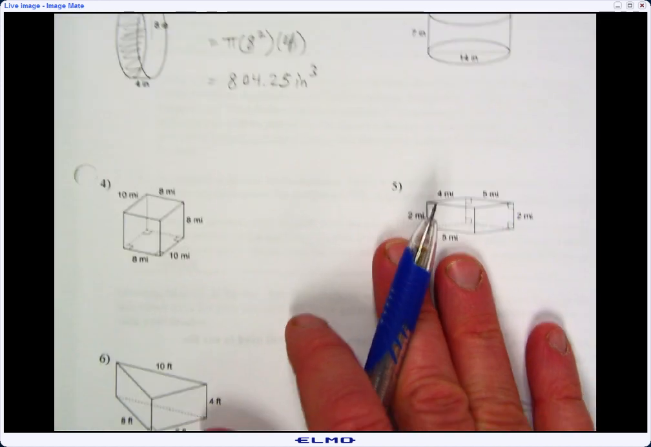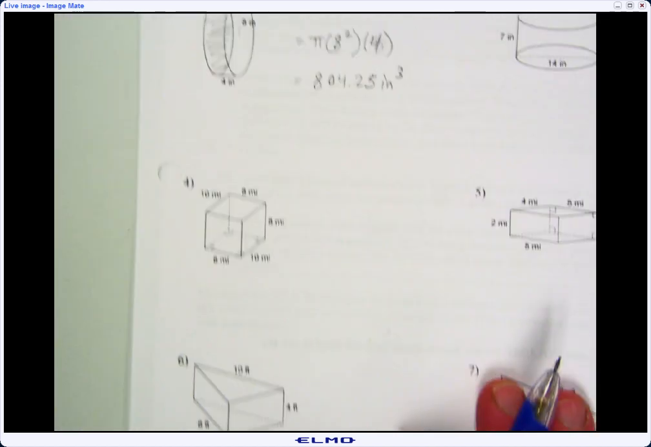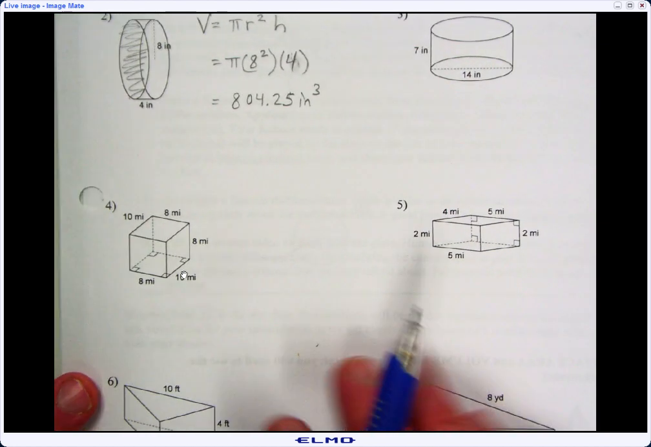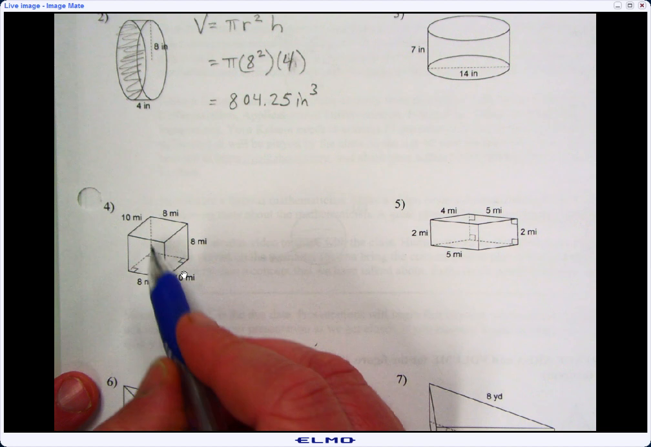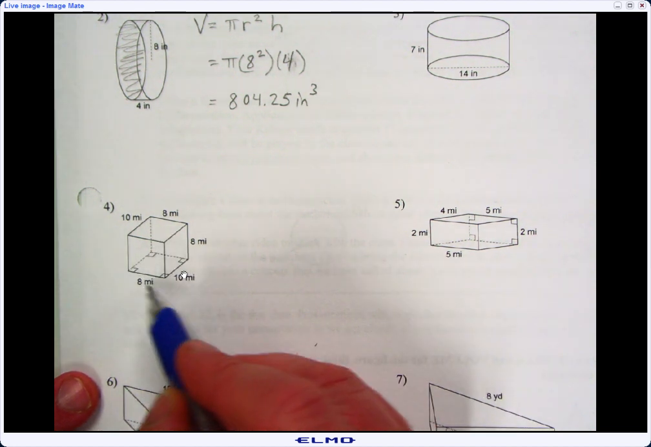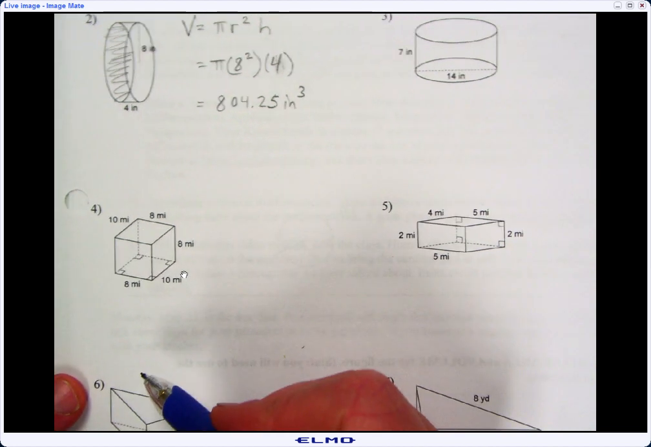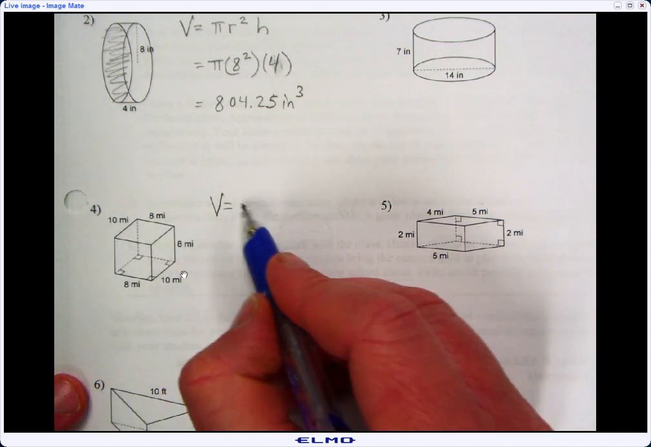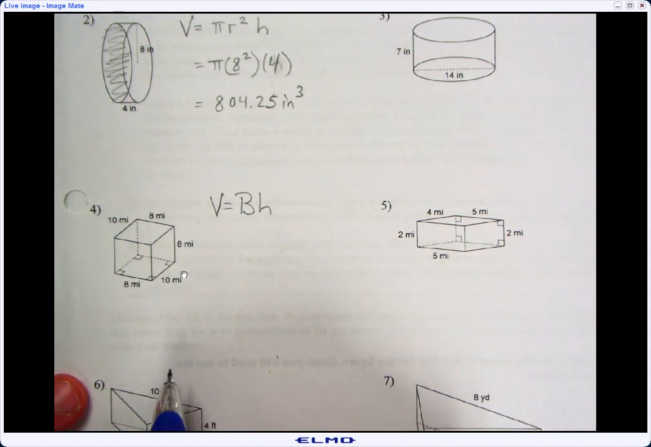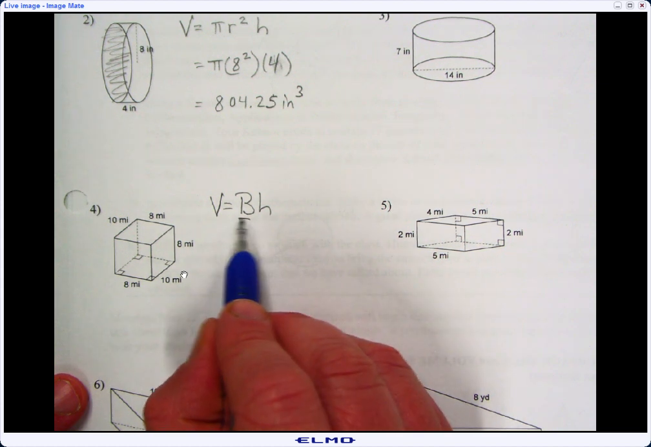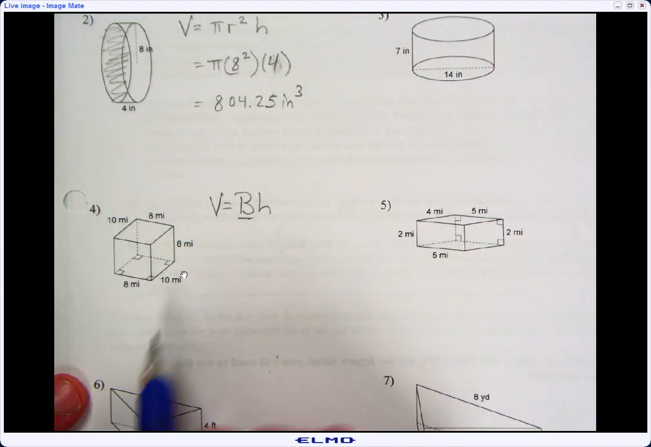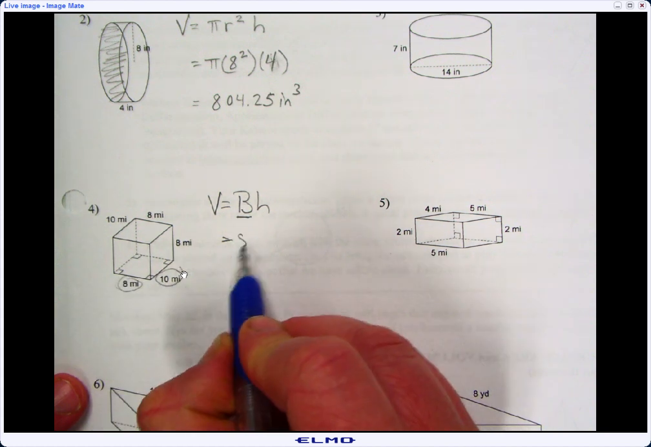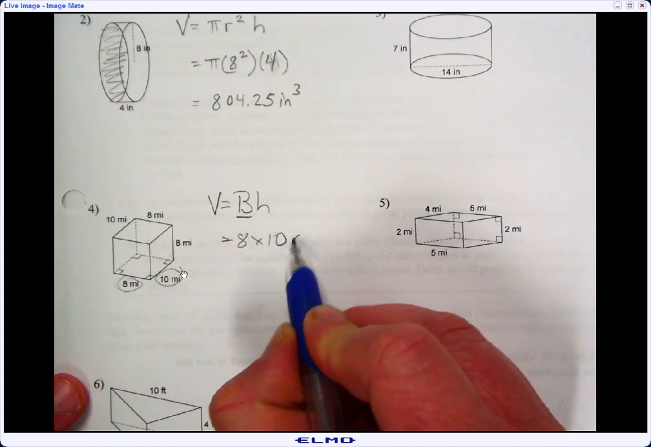Okay, I go next one. Shape is a rectangular prism. It's a prism because the sides are rectangles and the base is a rectangle. It looks kind of like a cube, but I know it's not. Volume of a prism is capital B times H. Capital B stands for the area of the base. In this case, the area of the base, 8 by 10, and the height is 8.